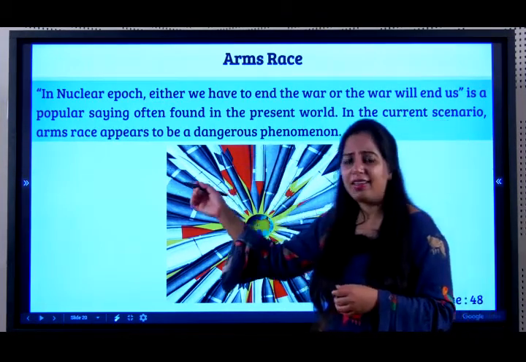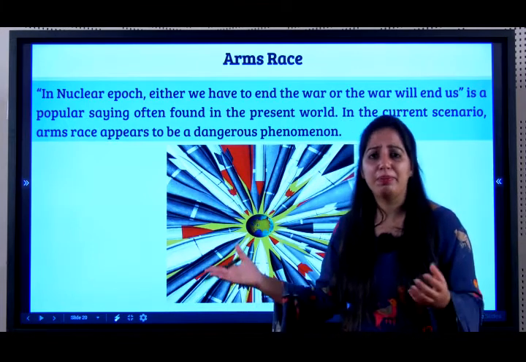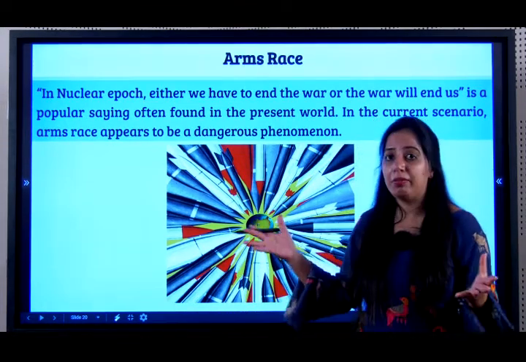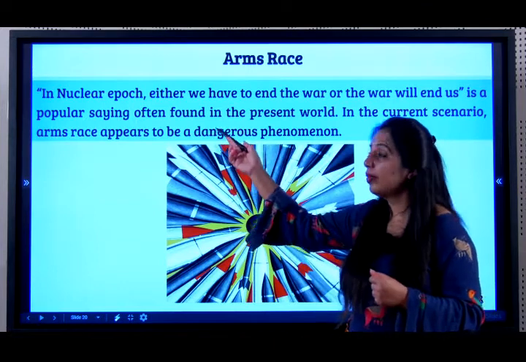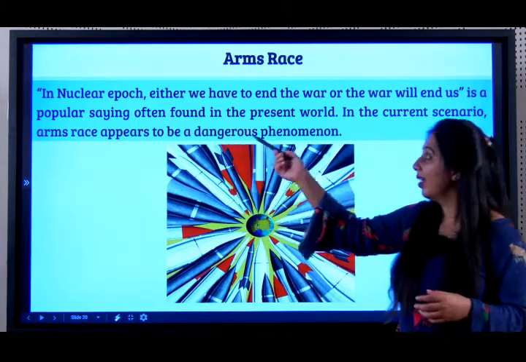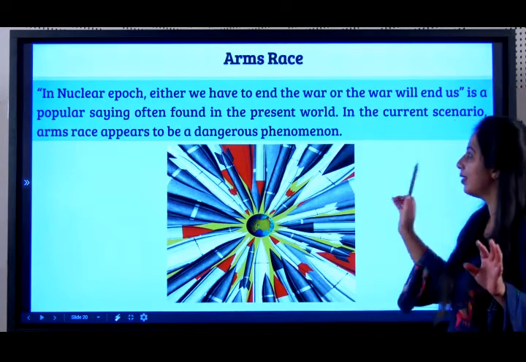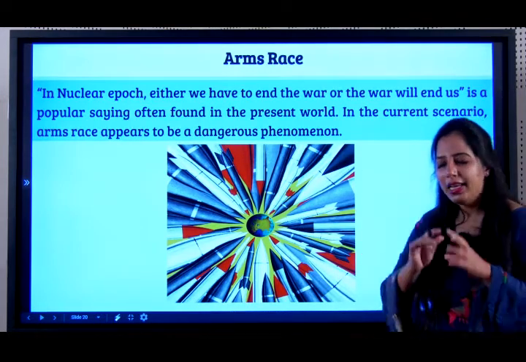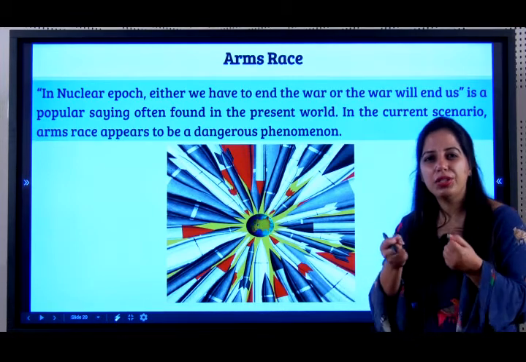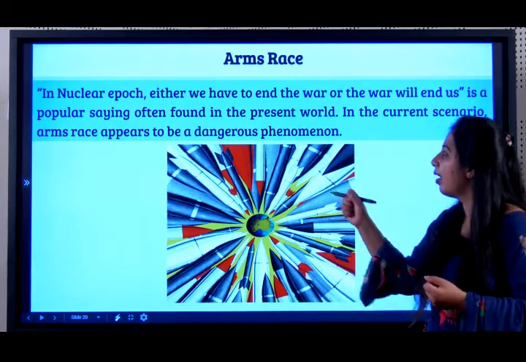There's a saying, because now we have nuclear weapons as well. In this time of nuclear weapons, in the nuclear epoch, we say, either we have to end war or war will end all of us. This is a very popular saying. It captures how there is a competition for weapons or arms.